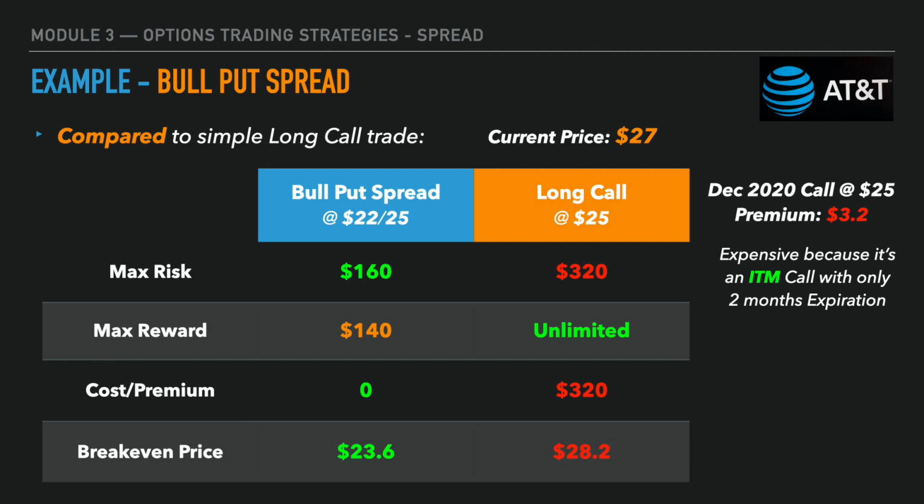And of course, the break-even price for the bull-put spread is way lower than directly buying a call option. That shows the probability of you making a profit from this trade is way higher and much more reliable. So, as we can see from this comparison, a bull-put spread is a way better trade than directly buying a call option at the market support levels.